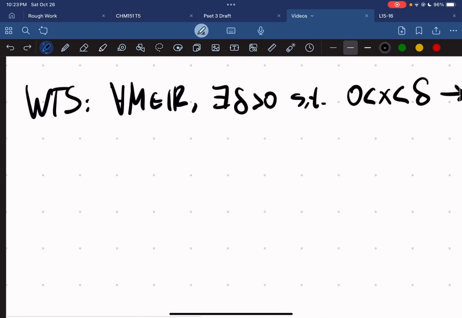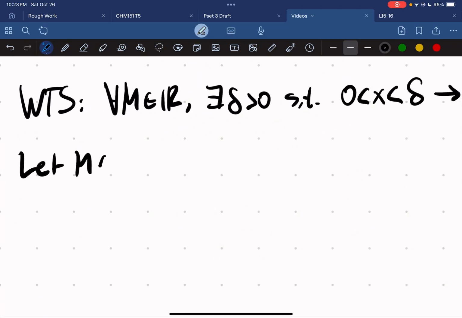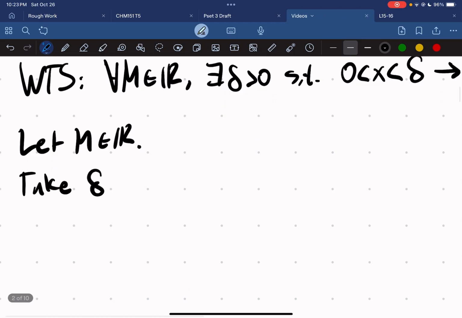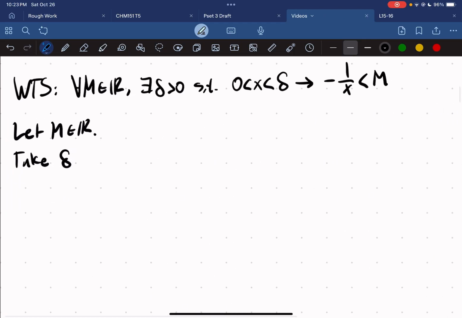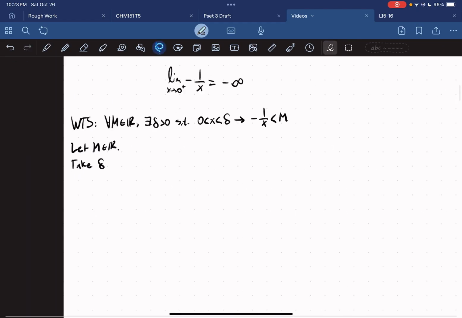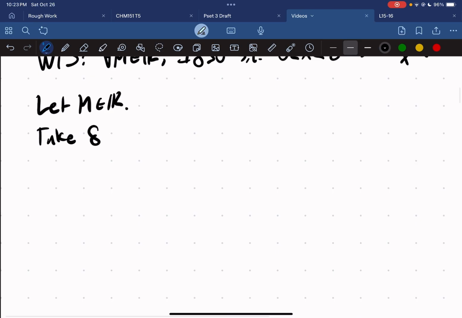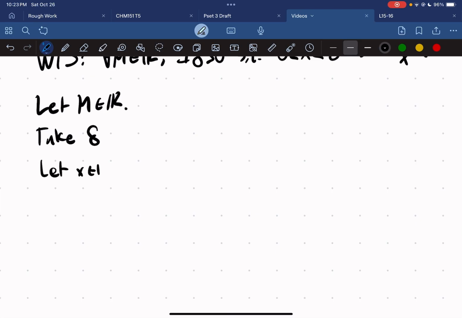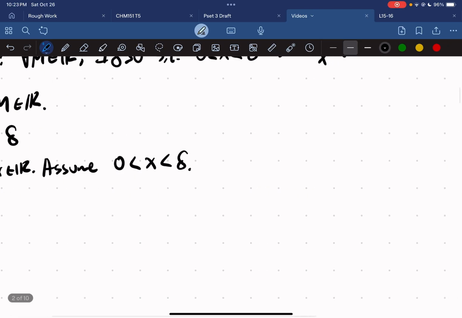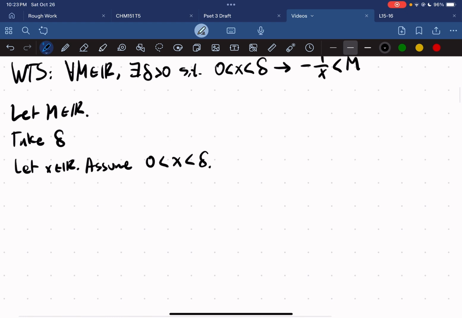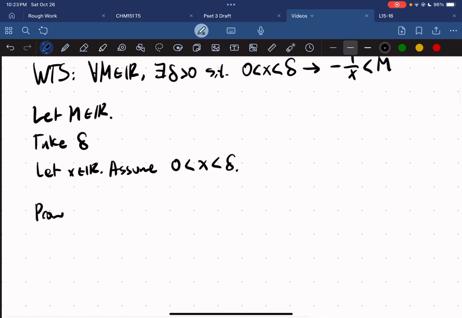Okay, again, this is our proof. Let m be an element of the reals. Take delta as something we don't know yet. Now we let x be a real number. Assume that 0 is greater than x, which is less than delta. Now we have to somehow prove that negative 1 over x is less than m.